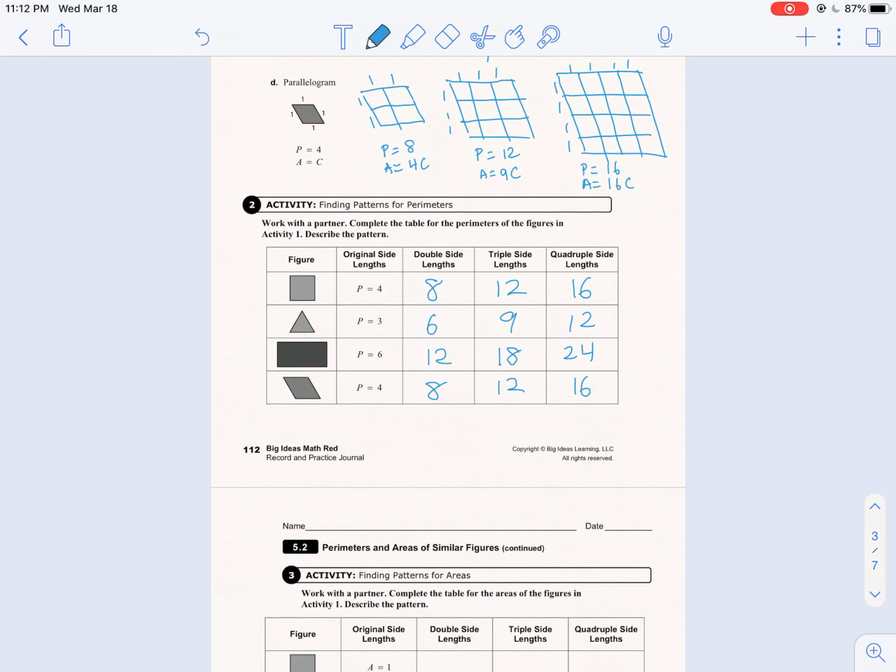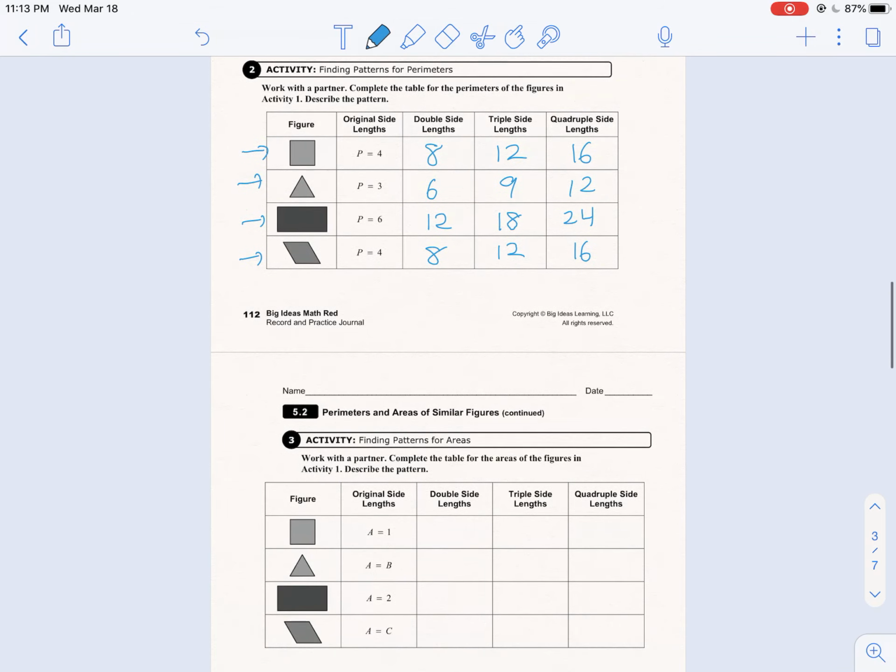What is a pattern that you notice? Okay, you are going to see some sort of pattern, and you'll have to see the pattern for each of the figures. Okay, and how about the area?